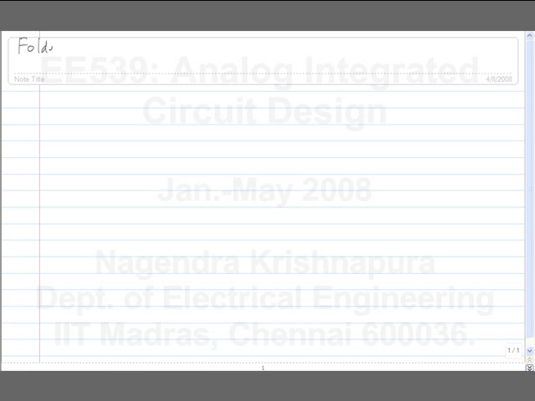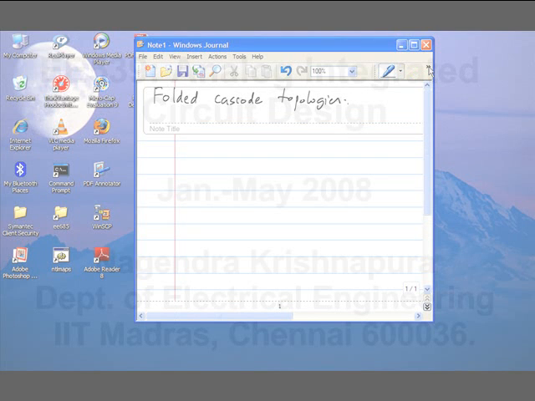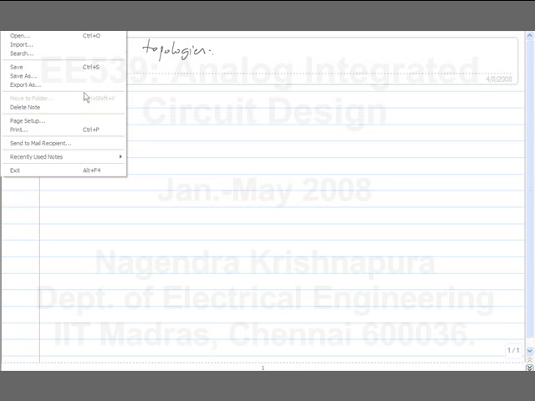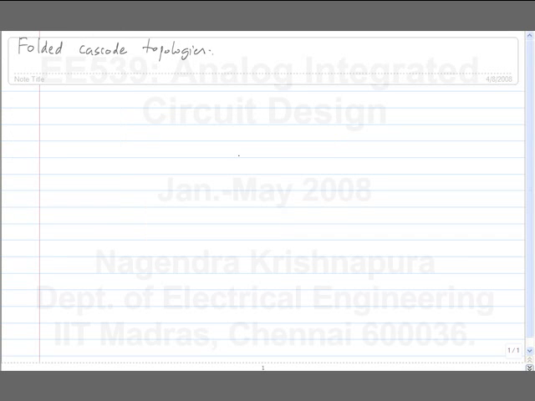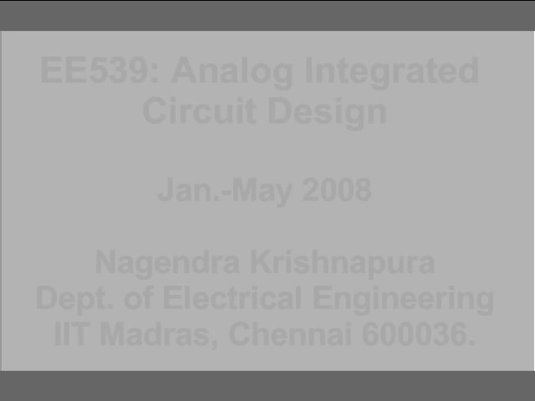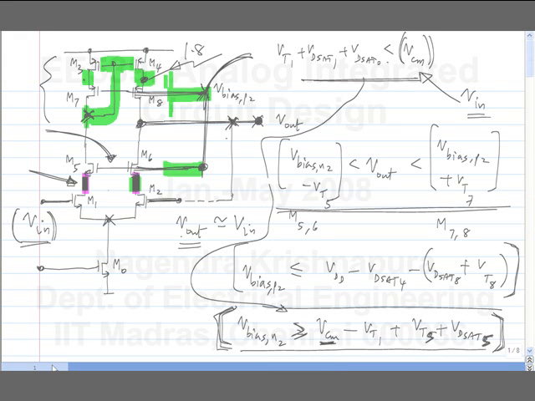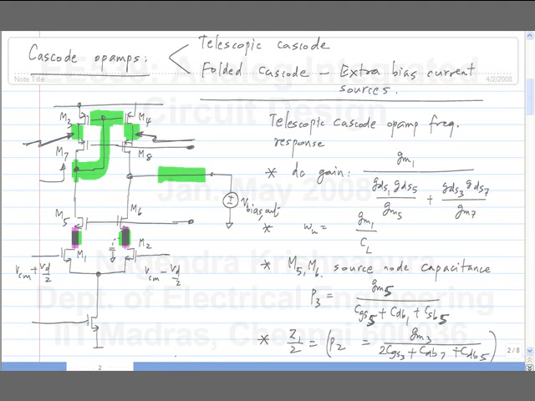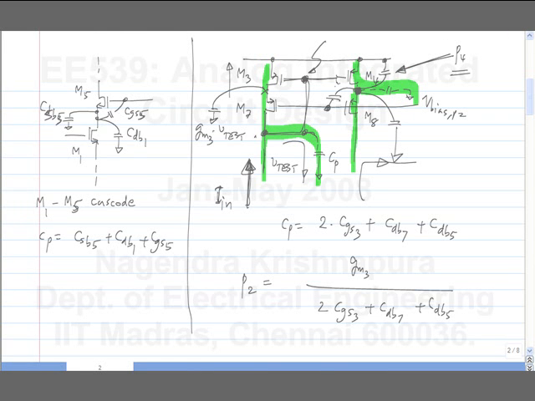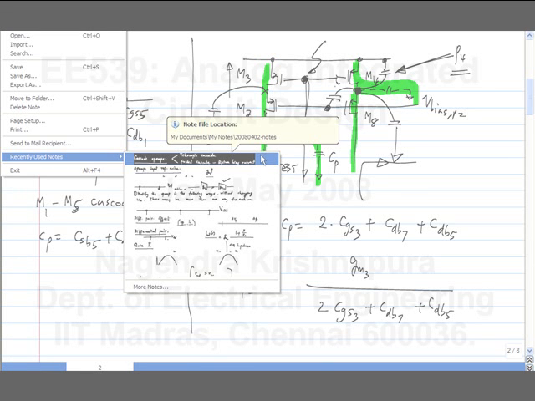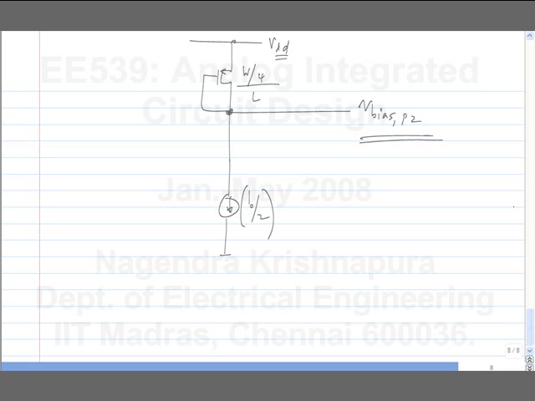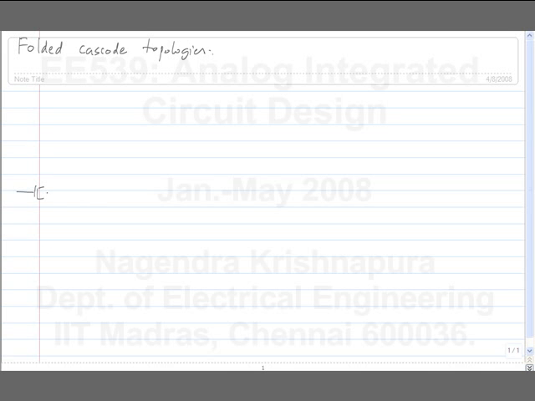So there are two folded cascode topologies. So let me just draw it anyway. One of them was to use a PMOS cascode like this.